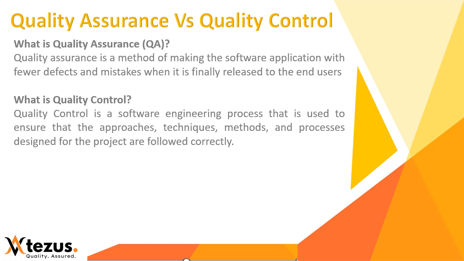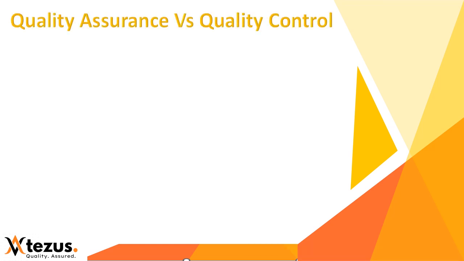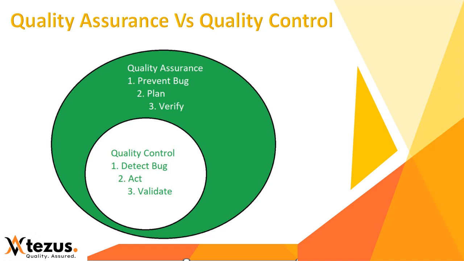And quality assurance, that is QA, is how to improve the processes or how to implement the processes within an organization or within a project. See, quality assurance is how to prevent, and quality control is how to detect the actual issues within the project. Okay, quality assurance will be there across the project and quality control will be there during the testing process.